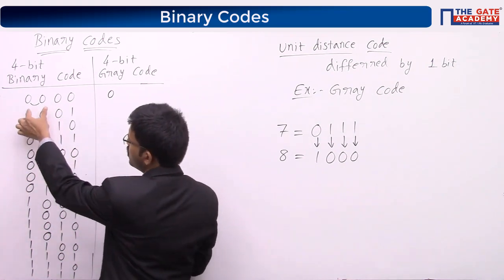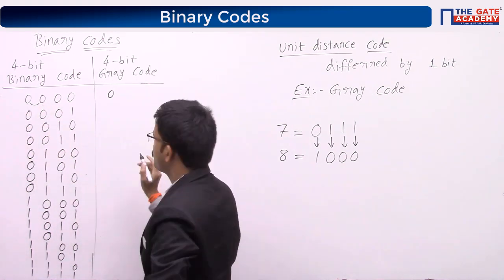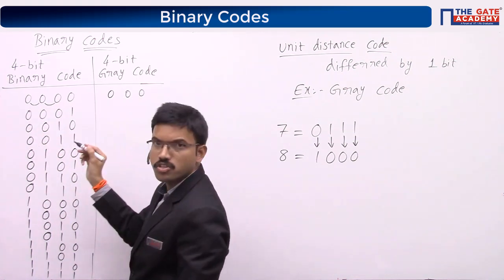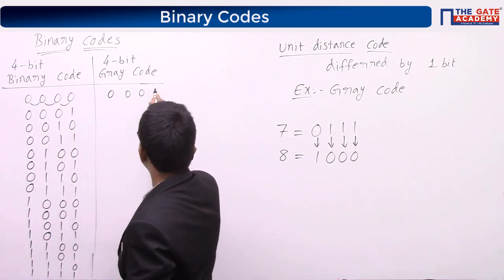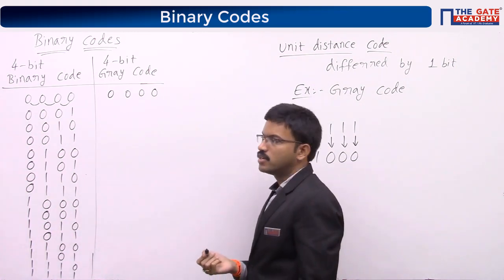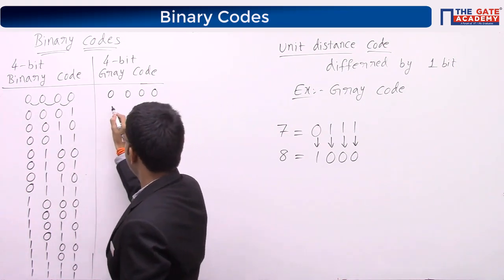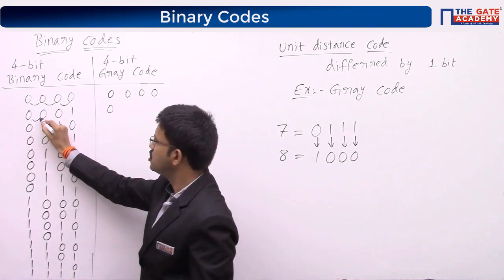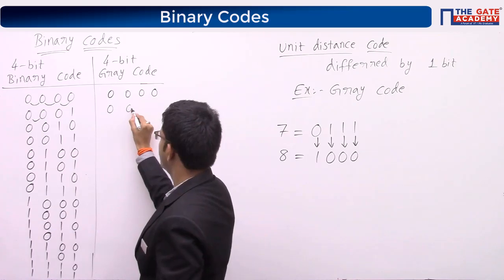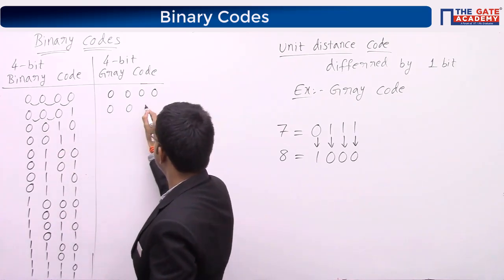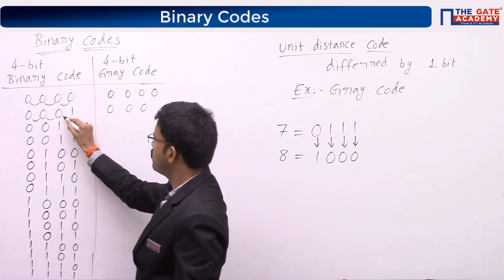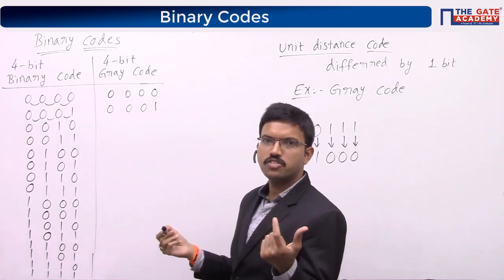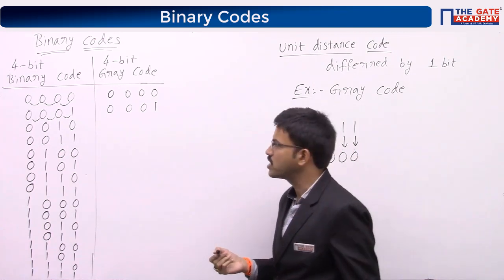Here I have copied the MSB bit as it is, and then I am checking two bits. 0 0, no change, so output is 0. Next, 0 0, no change, output is 0. For all the cases, we copy the MSB as it is. Here MSB is 0, I have copied. 0 0, no change, output is 0. 0 1, change is there, 0 to 1, right? So whenever a change is there, output is 1. If there is no change, output is 0.